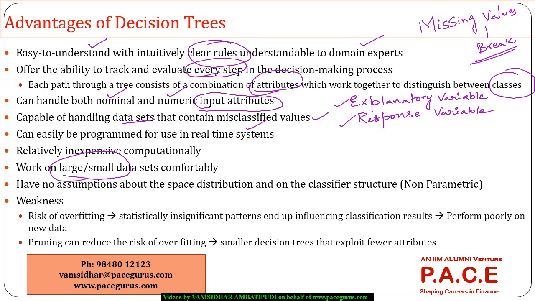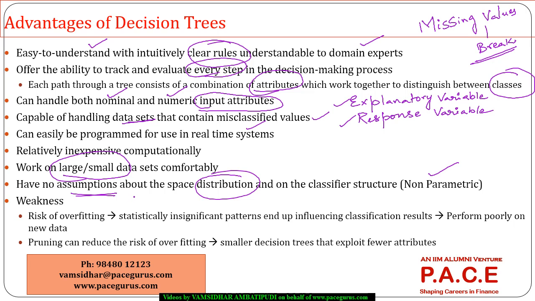And as I have been telling you, they are non-parametric. So they really do not make any assumptions regarding the distribution of the variables. We don't need the data to be normally distributed or Poisson distributed or any such statistical distribution. That's why we call them non-parametric. So there are lots and lots of advantages associated with decision trees.